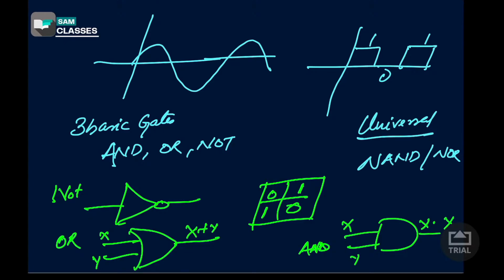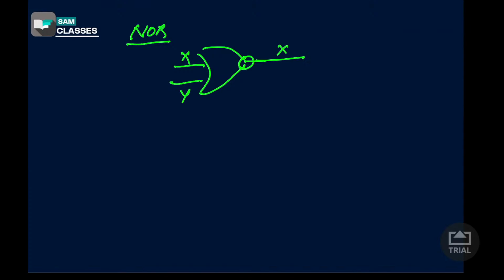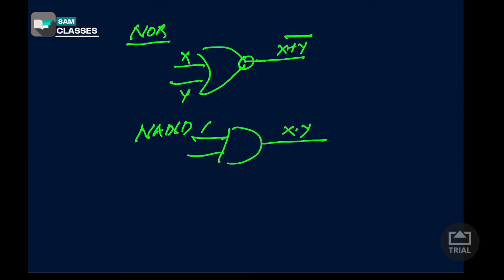Do tell me everybody, just 1 minute is left. Chalo. I'll just show. NOR means NOT plus OR. First do OR and put a NOT. So if I do OR, I'll get x plus y, and then put NOT means a complement. NAND, first I did the multiplication, x dot y, and then put a bar, means I did the complement of that. Done.